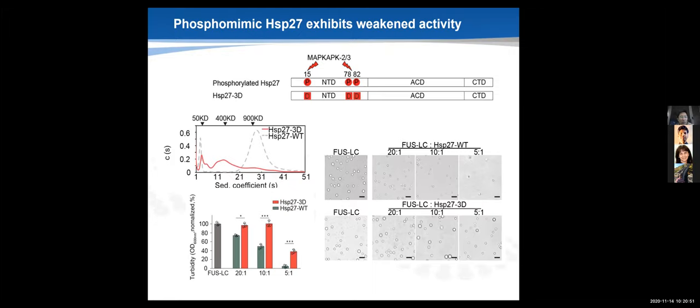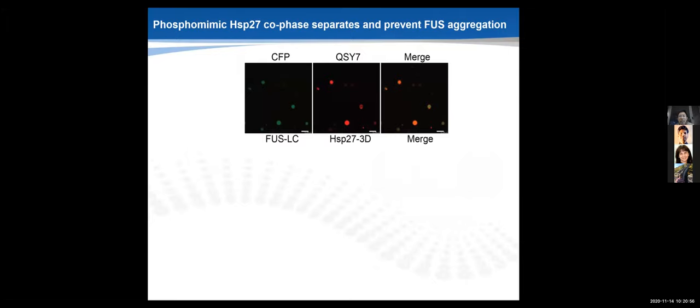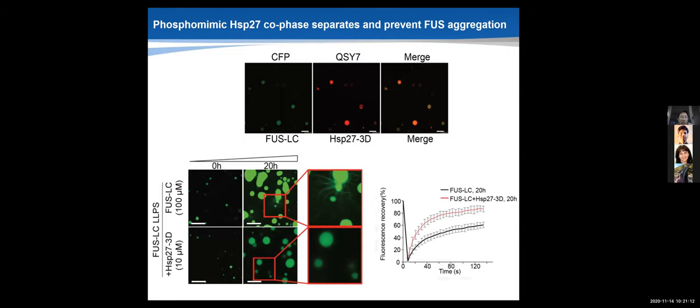And more interestingly, when its inhibitory effect is lost, HSP27-3D can co-phase separate with FUS RC. So they co-phase separate to form granule-like structures in the droplet state. As I mentioned, FUS RC by itself first forms highly dynamic, liquid-like droplets, but over time it spontaneously forms solid-like, fibrous, urchin-like structures. We call this maturation and amyloid aggregation. But upon co-incubation with 3D HSP27, it can maintain or stabilize FUS RC in this highly dynamic droplet state.